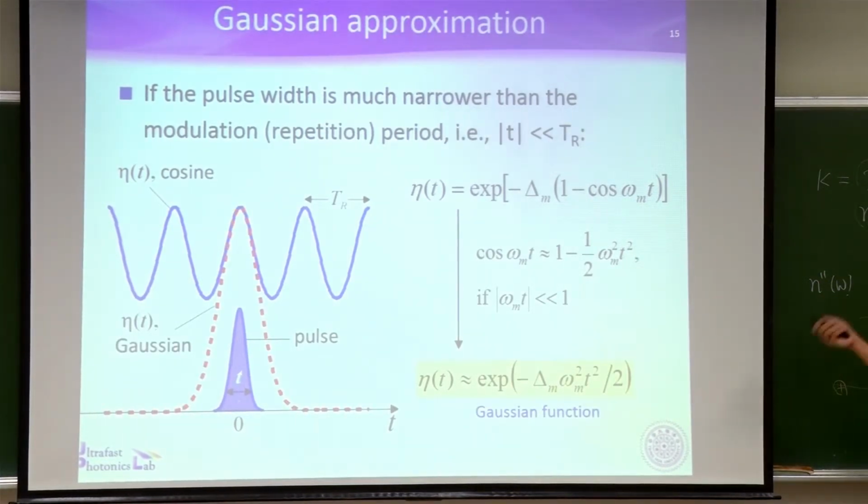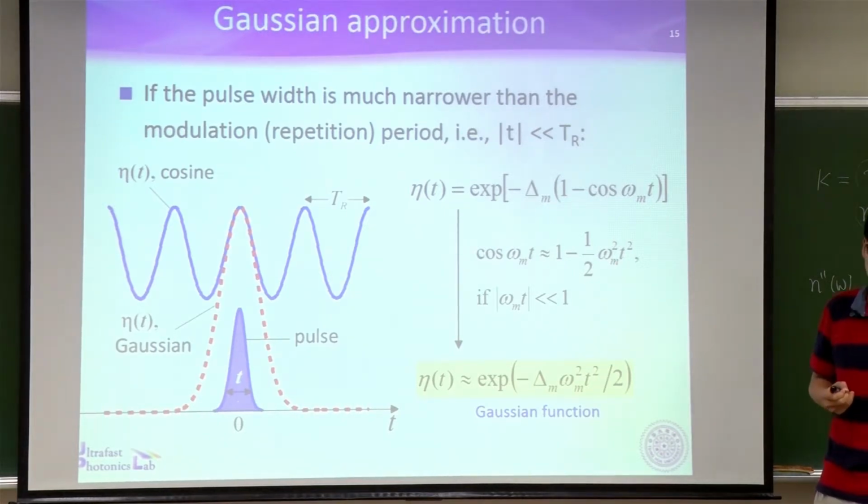And this is an illustration. If you use this model, that means the blue solid curve is replaced by the red dashed curve, which is a good approximation over the central region. If your pulse width is quite narrow, this is a very reasonable assumption.